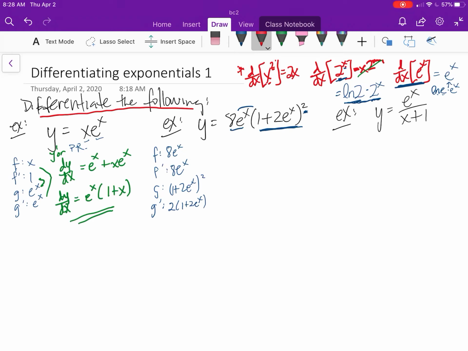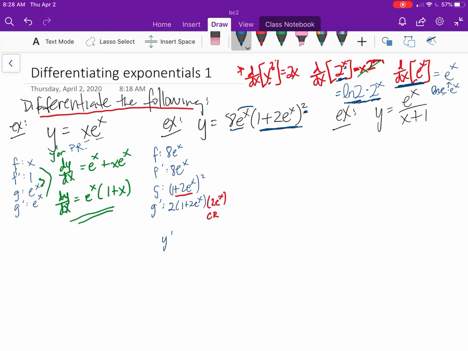Right, bring the 2 down, and then chain rule says multiply by the derivative of the inside. Well, derivative of 1 is 0, and 2e to the x is 2e to the x. So that last part is the chain rule part. I don't want to crowd this one, so let's go ahead and just write it below.